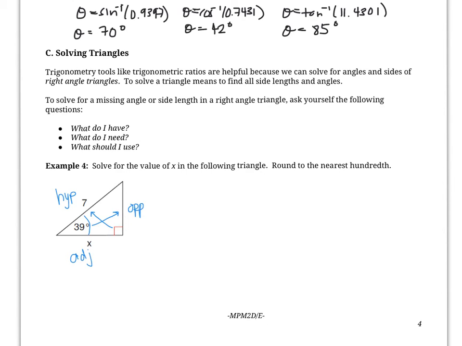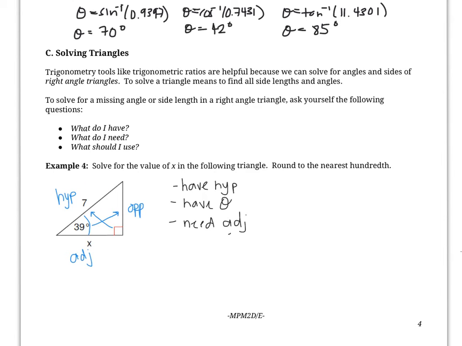So now we can better list what we have. Instead of pointing at it, we have 7. Let's call it hypotenuse. We have the hypotenuse. What else do we have? We have the angle. Let's call that angle theta. What do we need? We need the adjacent side, so we need this guy right here. Instead of calling it x, call it adjacent, because it's going to help us to pick which ratio we should use. So we need adjacent.